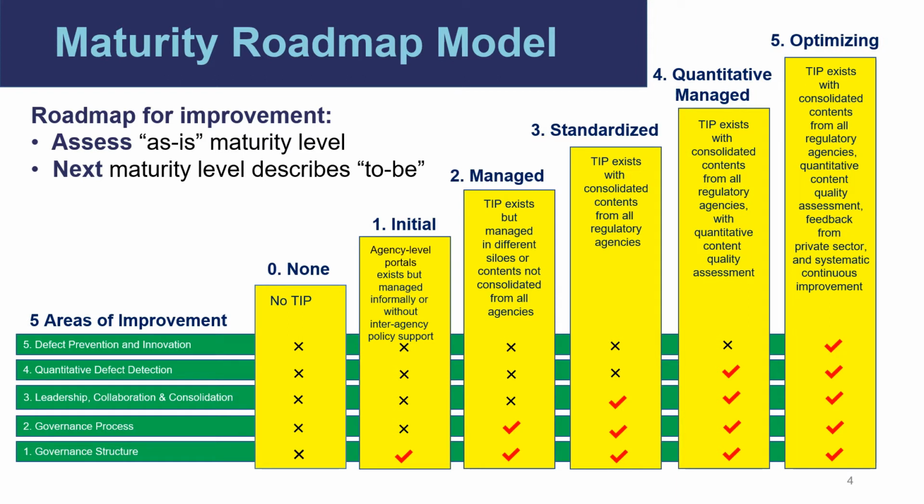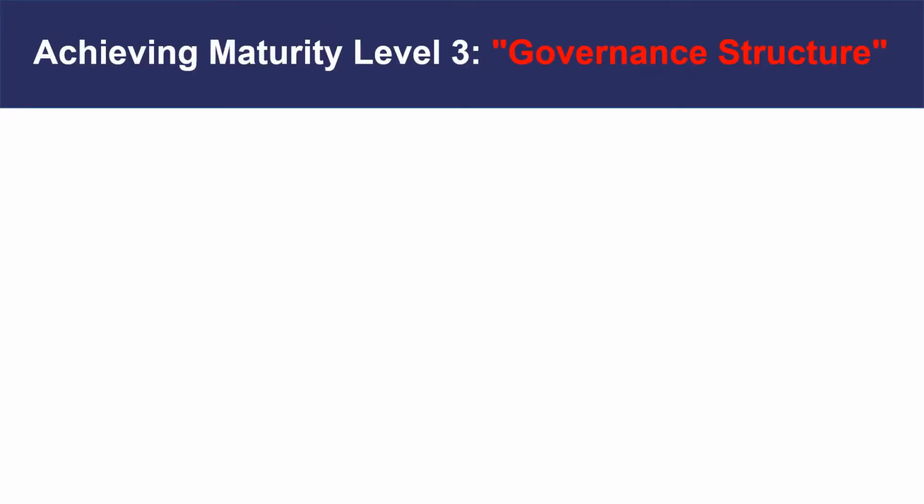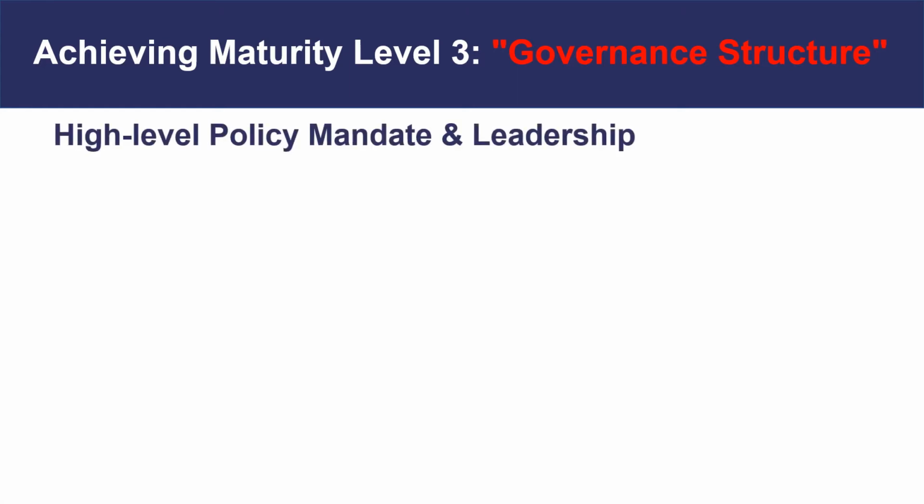So, beginning with a TIP at around maturity levels 1 or 2, what are some steps to improve the governance structure or leadership and stakeholder engagement in order to progress to maturity level 3? First, as we discussed several times, completely aggregating all the content needed on a TIP is very difficult without some kind of high-level mandate or political leadership.